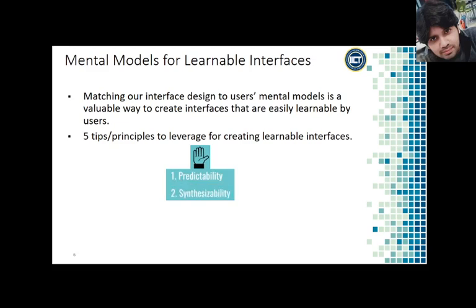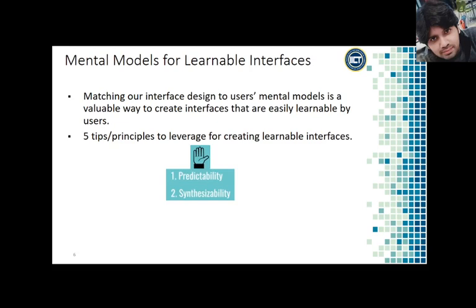The next is synthesizability. So not only should the user be able to predict the effects of an action before they perform it, they should also be able to see the sequence of actions that led to their current state. Of course, that can be difficult in graphical user interfaces, but something like the log of actions that they can see in the undo menu can make it easier. Command line interfaces are actually really good at this. They give a log of commands that have been given in order.